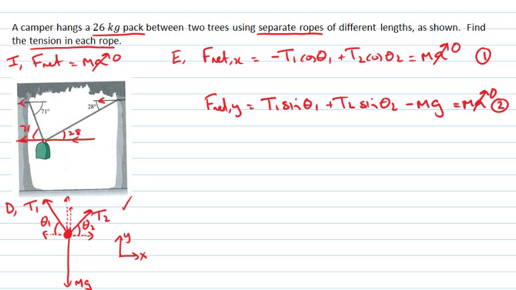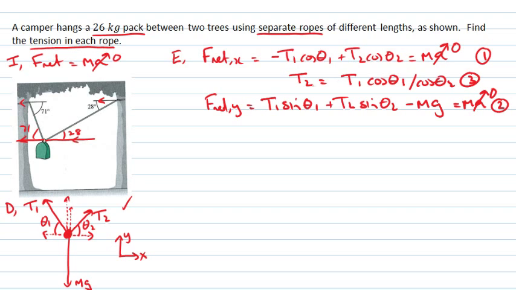So I'm going to start off by writing T2 is equal to, using equation 1 here, I'm going to take the T1 cosine theta across to the right hand side by adding it to both sides. So T1 cosine theta 1, and then I need to divide by cosine of theta 2 to get T2 by itself. So we could call this equation 3, for instance.